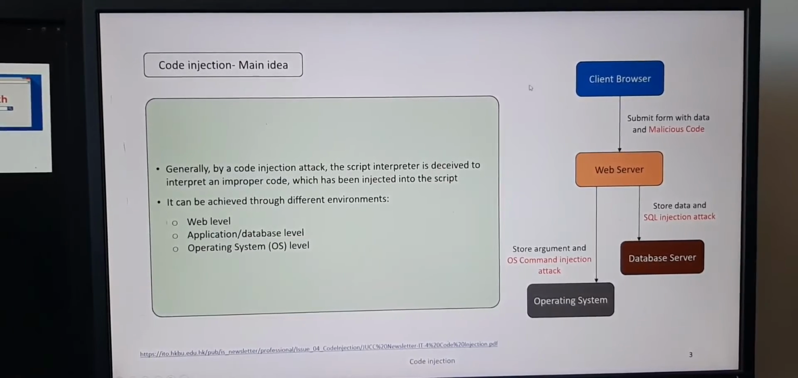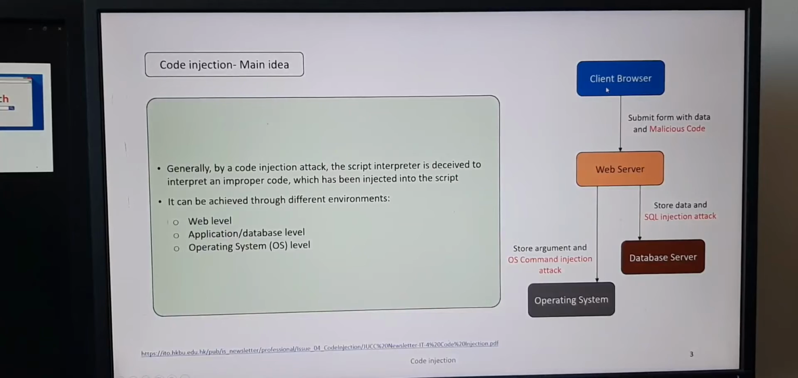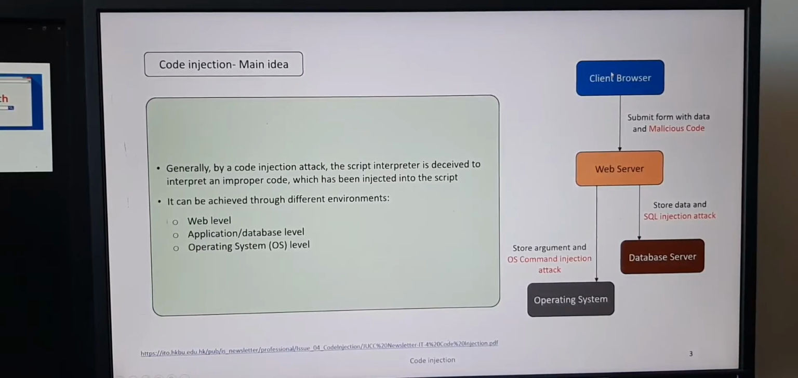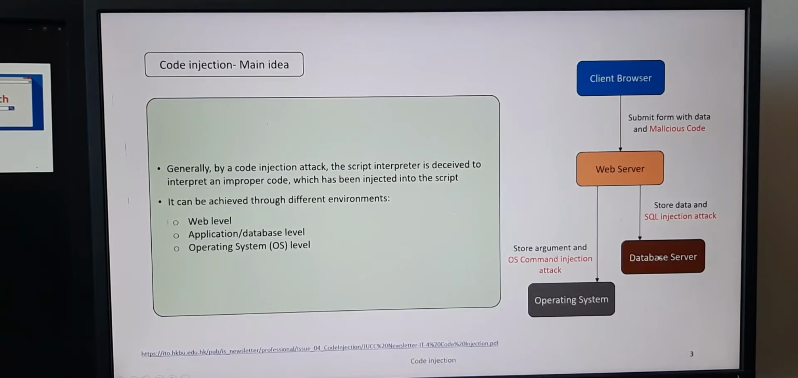As shown in this figure, you can see that from the client browser, the attacker can send or inject some malicious code to the web server, to the application. Based on this, the attacker can attack the database of the application, for example the SQL injection attack. Also in some cases the attacker can access the operating system, the OS. By sending some malicious commands to the OS, the attacker can launch some dangerous activity on the operating system.